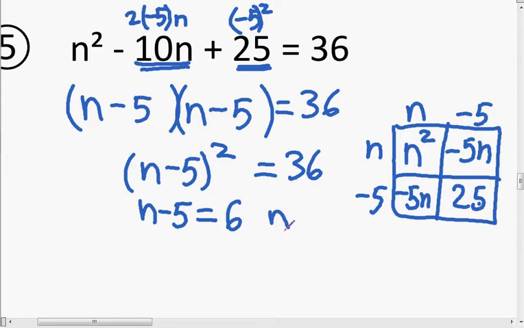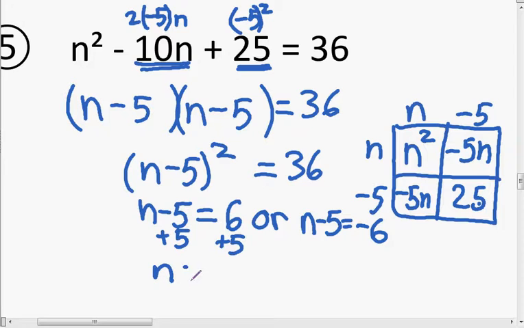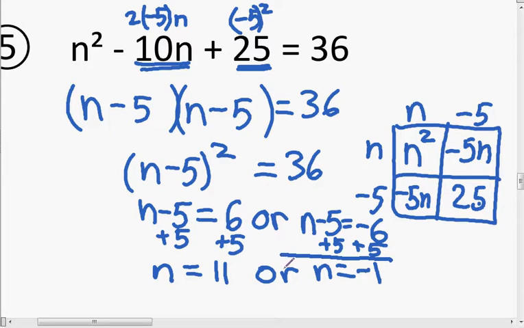So n minus 5, oops, I'm going to write more. n minus 5 could equal negative 6. Adding 5 to both sides, n equals 11, or n equals negative 1. That is my final answer.